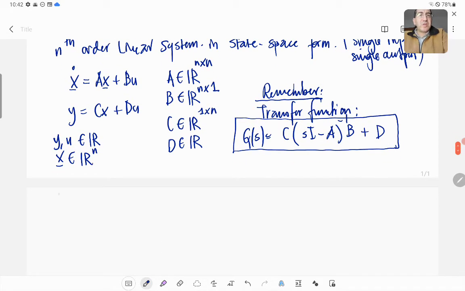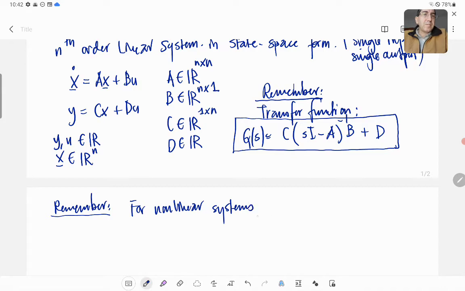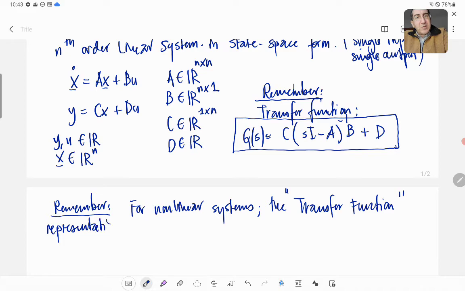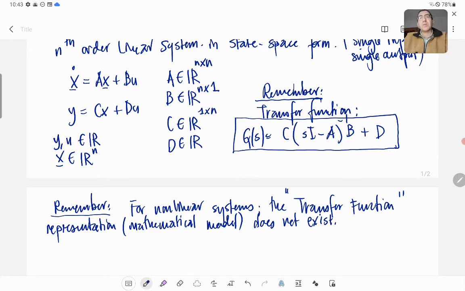Also remember, for nonlinear systems, the transfer function representation, remember, this is nothing but a form of a mathematical model, right? The mathematical model does not exist. That's a drawback of a transfer function representation. It's only defined for linear systems with zero initial conditions.